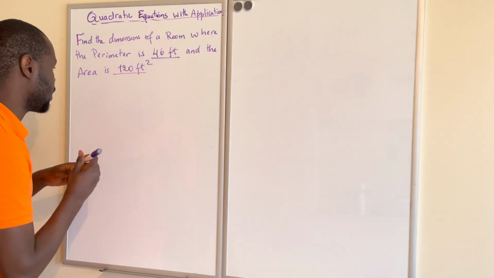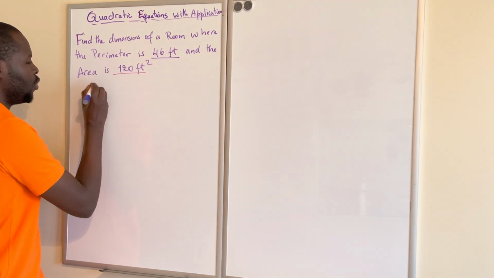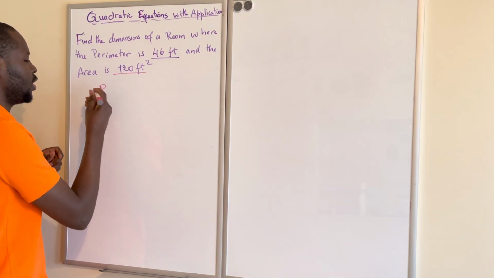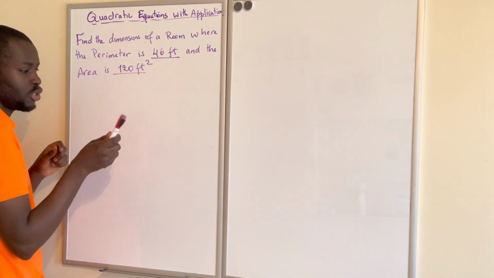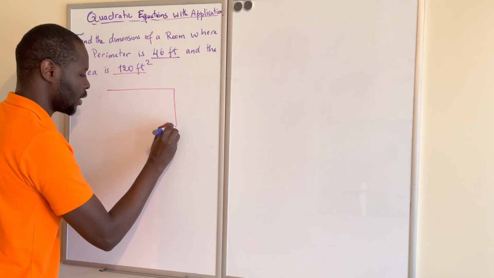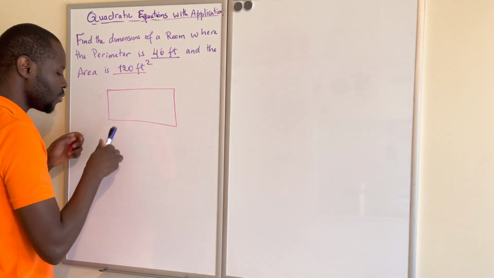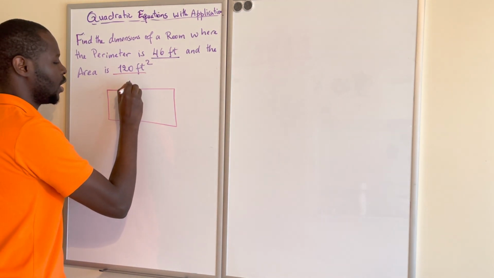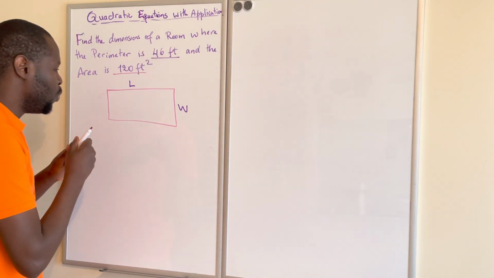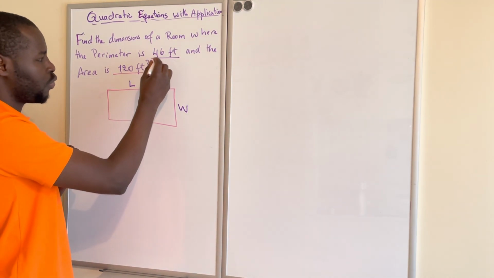So let's get started. So now we know that P, which is the perimeter, let me just go ahead and draw the room just to illustrate how it will look. So if you have a room like this, where this is the length and this is the width. Now we are told that the perimeter is 46 feet.